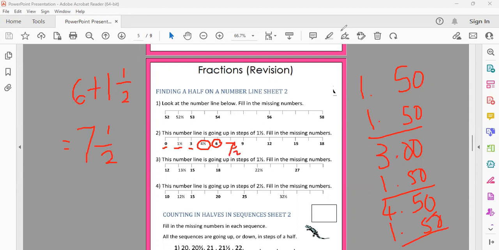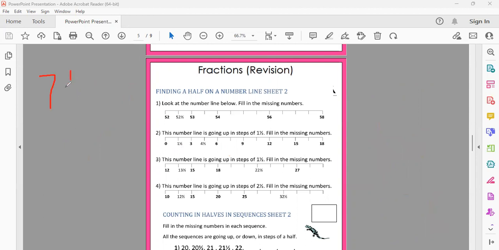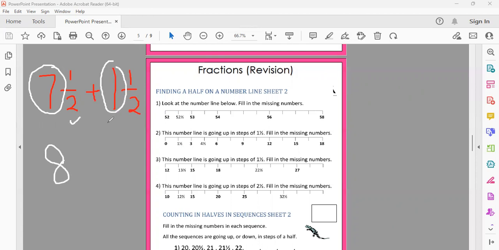Now, if I want to do 7.5 plus 1.5, how does that look like? So look here carefully. 7 and 1, it's already 8. Half and half, it's another plus 1. So this is 9. So 7.5 after that goes to become 9. Then you can complete the rest.